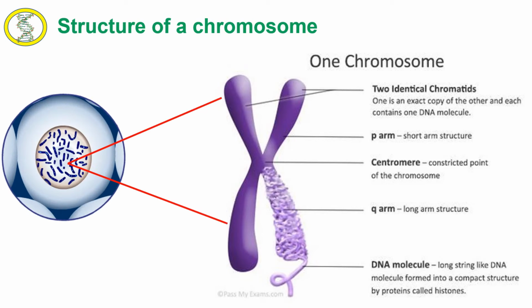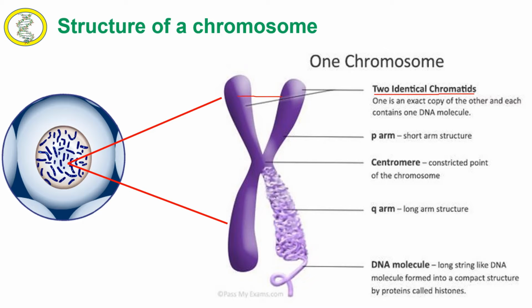Now let's take a closer look at the structure of a chromosome. Tingnan natin kung ano ba yung mga basic parts ng isang chromosome. So first off, the two identical chromatids. So ito rin ay tinatawag na sister chromatids.